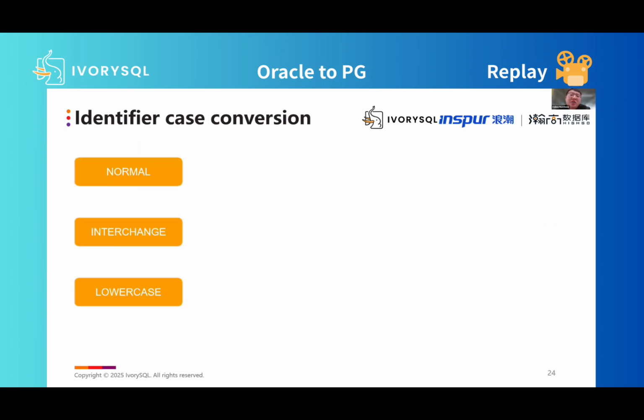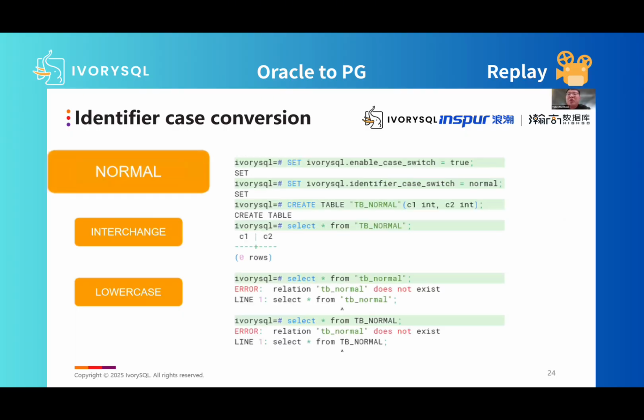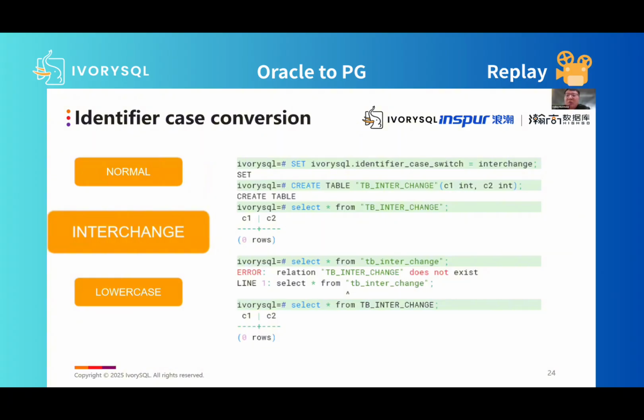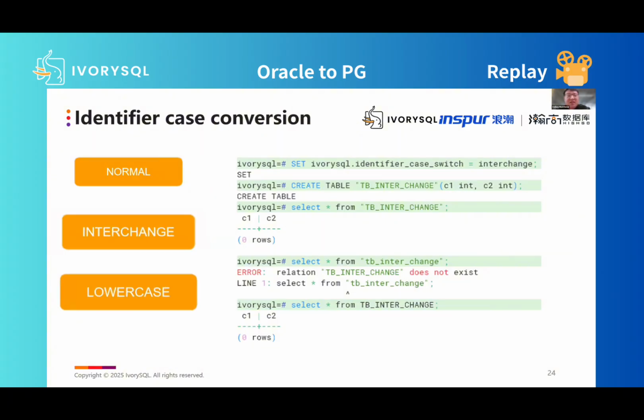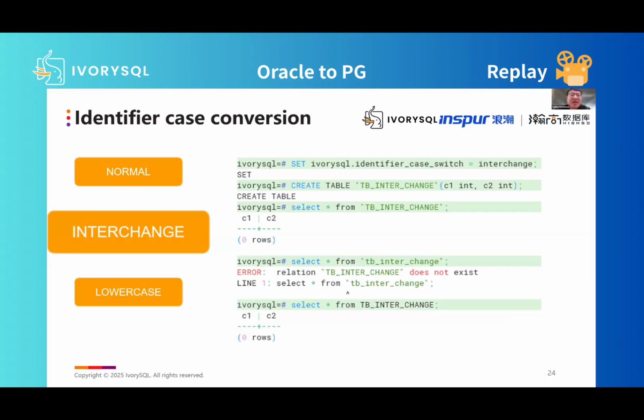IvorySQL offers the ultimate fix with three modes: normal mode, lowercase mode, and the default one is the interchange mode. This is the powerful one. If you send a quoted uppercase named table, sorry, we intelligently treat it as lowercase internally to match Postgres, but logically it matches your Oracle code. This intelligent swapping means you don't have to rewrite your SQL queries. You just flip the switch and it works.